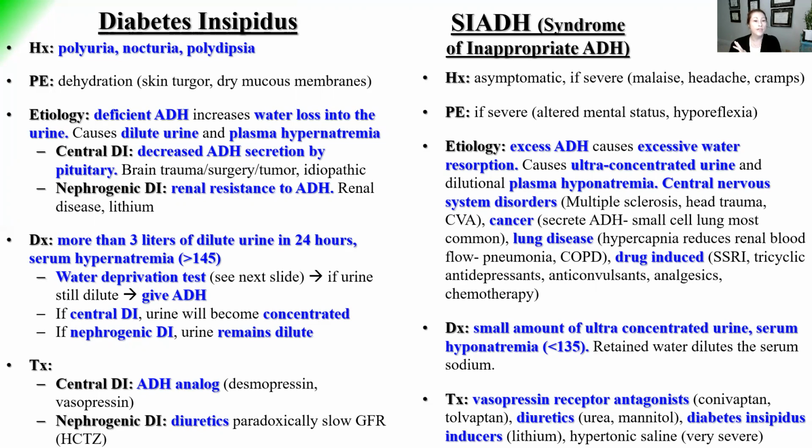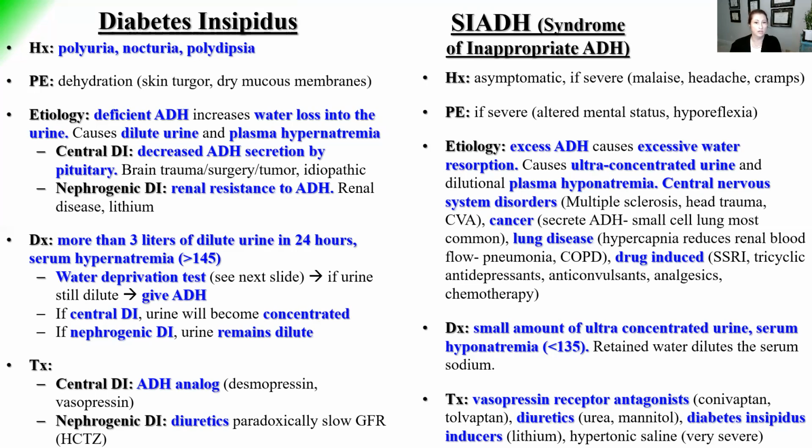Things that cause SIADH: central nervous system disorders, things like multiple sclerosis, head trauma, CVA, or stroke. Cancer, some of the cancers can secrete ADH, and the most common one of that is going to be small cell lung cancer. Lung disease, hypercapnia, so high levels of carbon dioxide, reduce renal blood flow, so things like pneumonia and COPD.